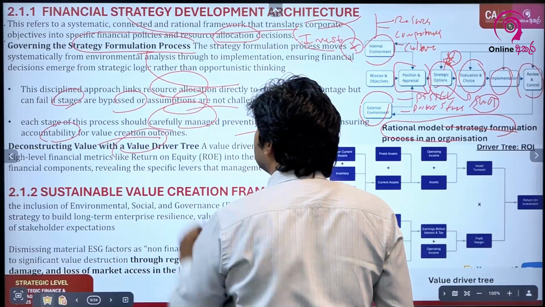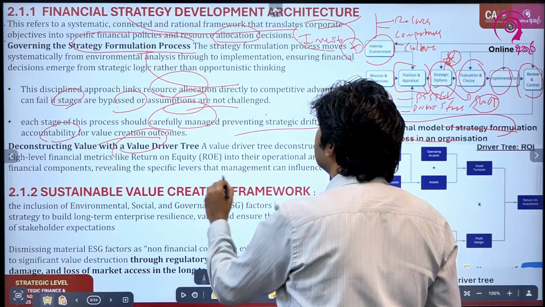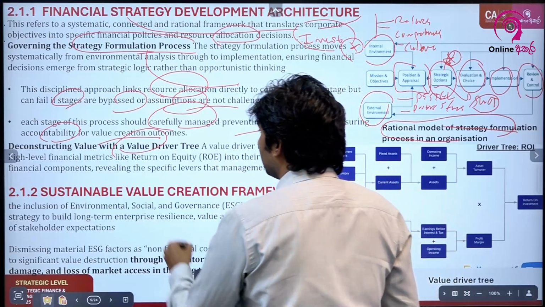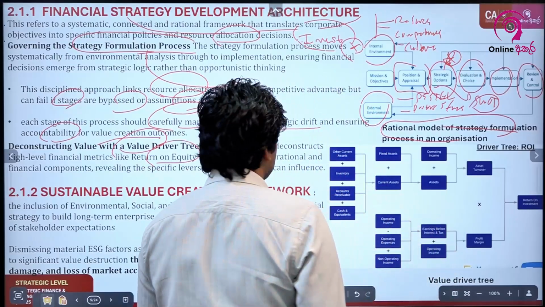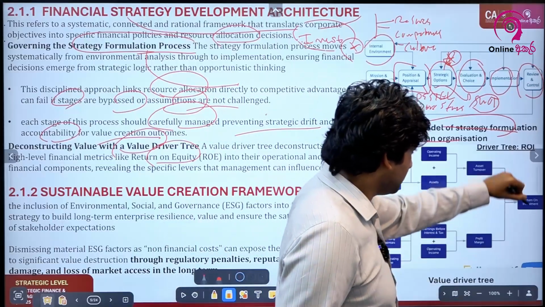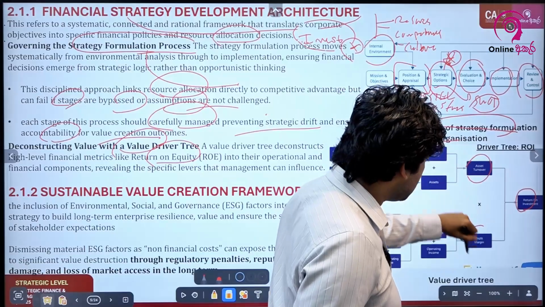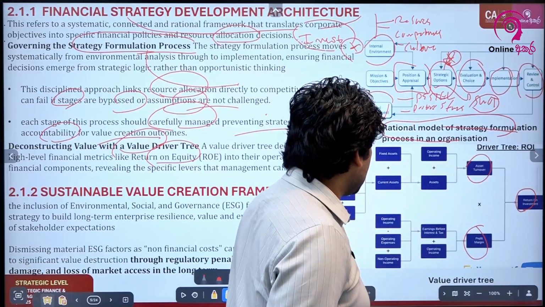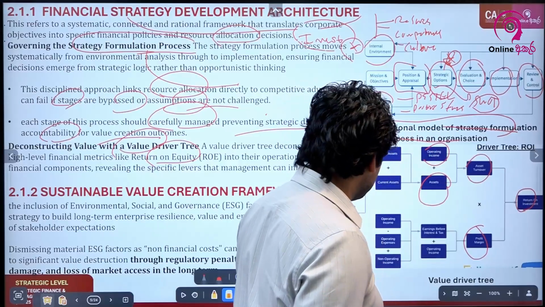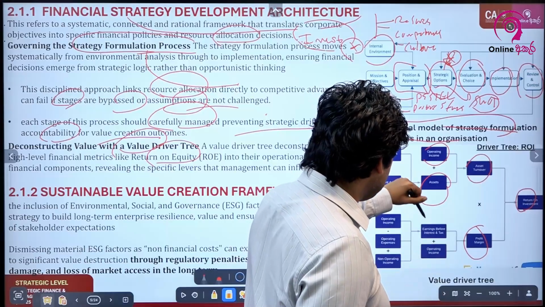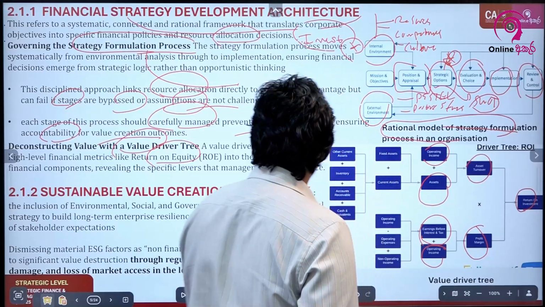Next, constructing value with a value driver tree. You need to use this value driver tree, which breaks down your return on equity into further performance measures. Your ROI is a product of your asset turnover and your profit margin. Your asset turnover will be impacted by your operating income and the assets that you hold. Your profit margin will be impacted by your operating income and your earnings before interest and tax.